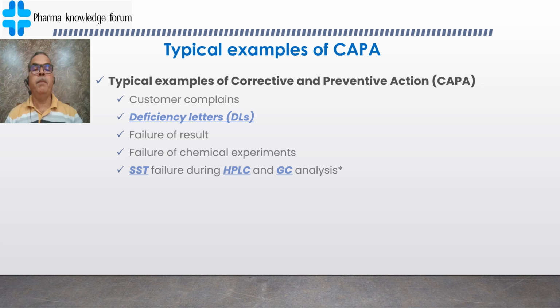Typical examples of CAPA. CAPA may be related to customer complaints. CAPA may be related to deficiency letters like DL on standard qualification, DL on validation, DL on identification. CAPA may be related to failure of result. CAPA may be related to failure of chemical experiments, experiments related to R&D or experiments related to the manufacturing plant. CAPA may be related to failure of system suitability test during GC and HPLC analysis, like failure of tailing factor, failure of resolution, failure of theoretical plate.